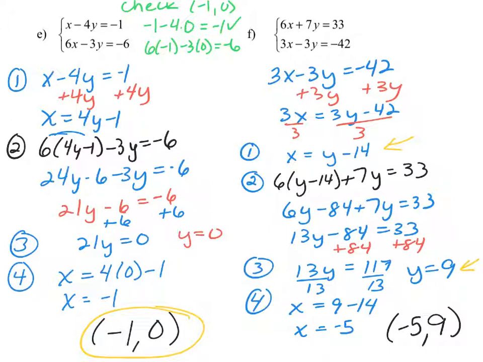And we want to check to make sure that is a solution to both of those original equations. We know that 6 times negative 5 plus 7 times 9 does equal 33. And we know 3 times negative 5 minus 3 times 9 does equal negative 42.